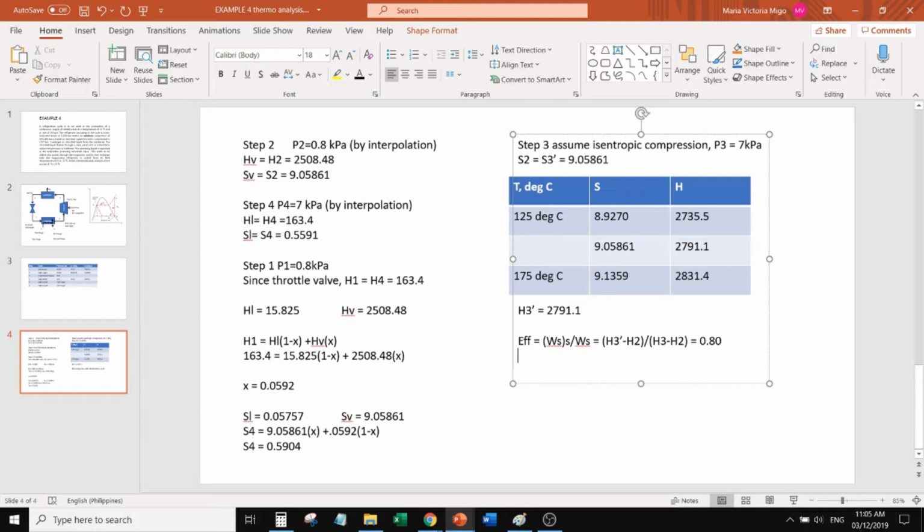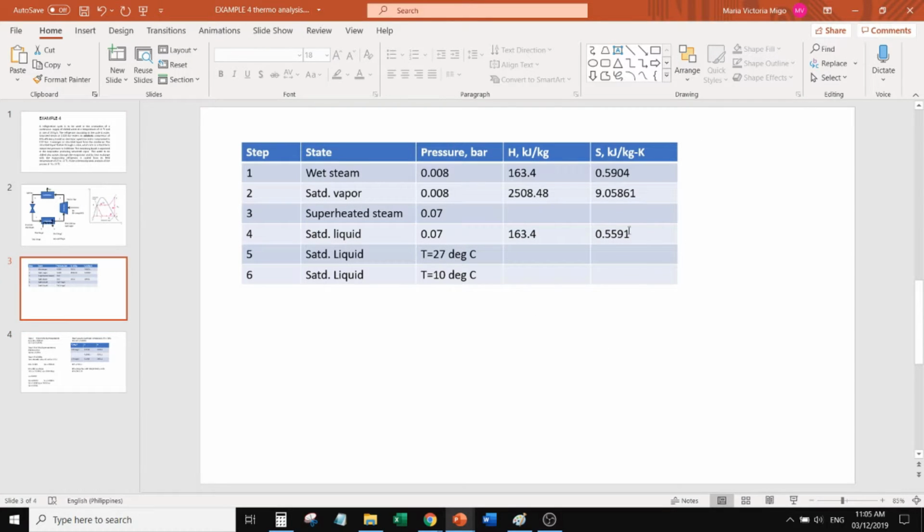So rearranging the equation, solving for H3, I leave it to you. It's just plugging values into the equation, 2861.76. Okay. So this is the actual H3. Okay, the H3 actual. So let's update our table.